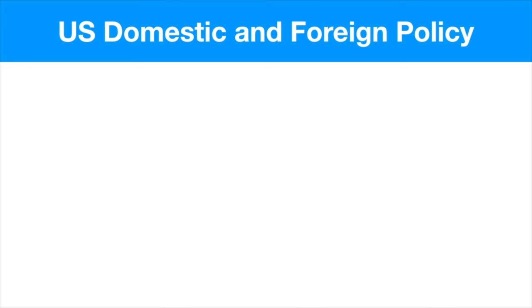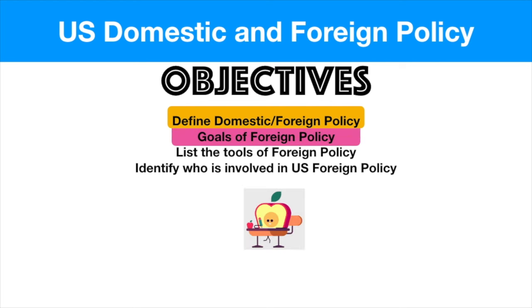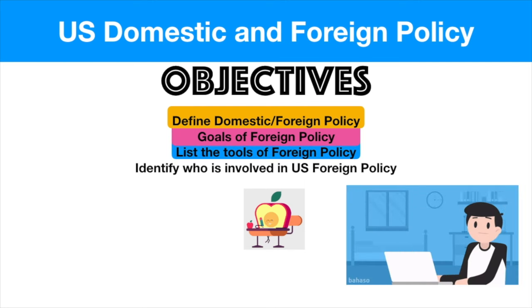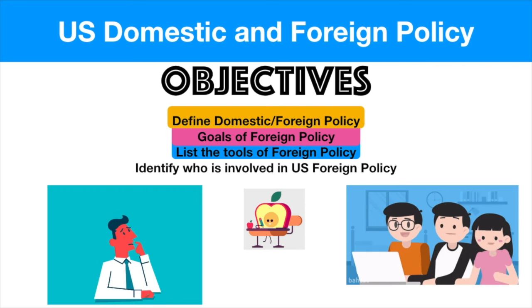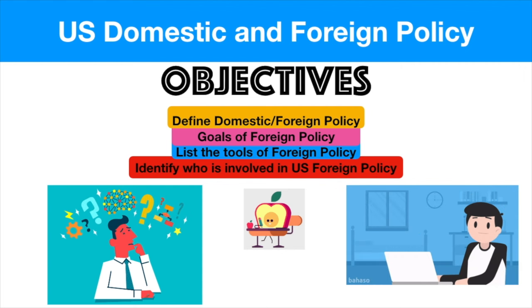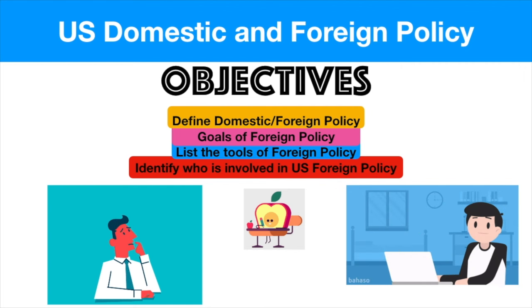Our objectives for this video are: 1. To define what domestic and foreign policy means. 2. What are the goals of United States foreign policy? What are we trying to do when we use our foreign policy? 3. Can we list the tools of foreign policy the United States uses? And our last objective is to identify who in our government is involved in United States foreign policy. You might already know the answer to that. So let's get to it.